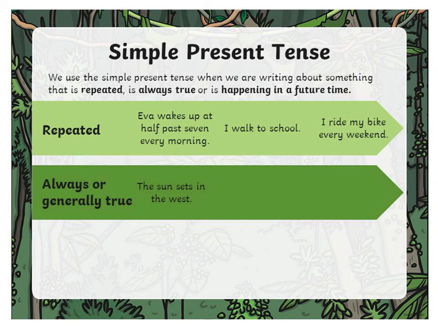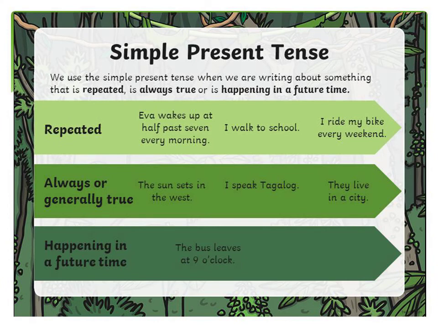Now, for the always or generally true or factual, we have the sun sets in the west. And this is always true, right? This is a fact. The sun always sets in the west. So, we use simple present tense.